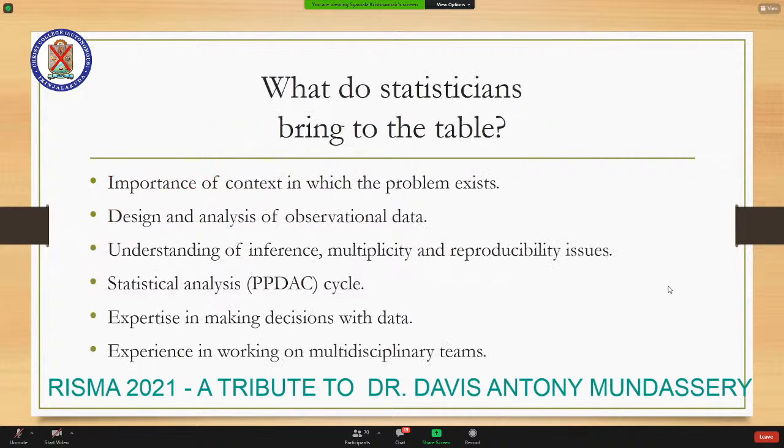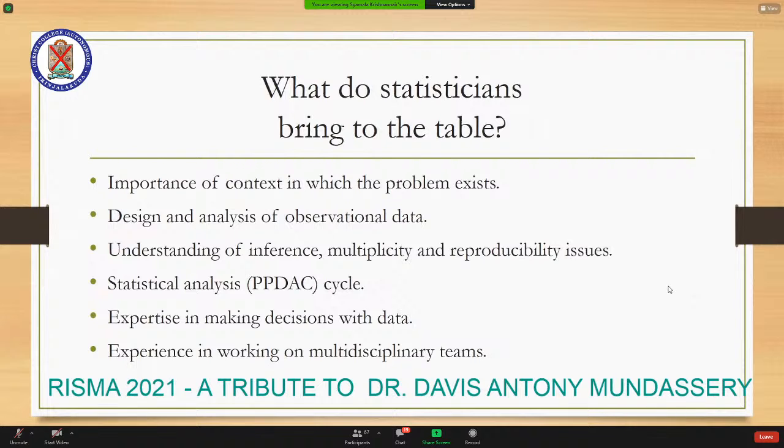So bringing all these together, I gave you a historical overview and also the recent definition of data science, and then also the roles of statistics in data science and vice versa, and also looked at the PPDAC cycle. So I'm just asking, what do statisticians bring to the table? Some points that we can summarize: the importance of context in which the problem exists. That's one point. Another one is design and analysis of observational data, understanding of inference, multiplicity and reproducibility issues, and the statistical analysis cycle. That's a very basic procedure that somebody can follow. Also expertise in making decisions with data, and experience in working on multidisciplinary teams. So these are the points that we can bring to the table.